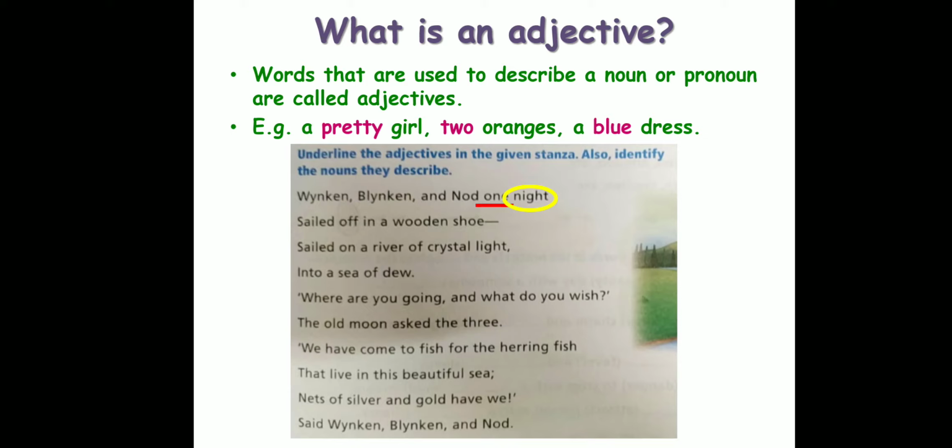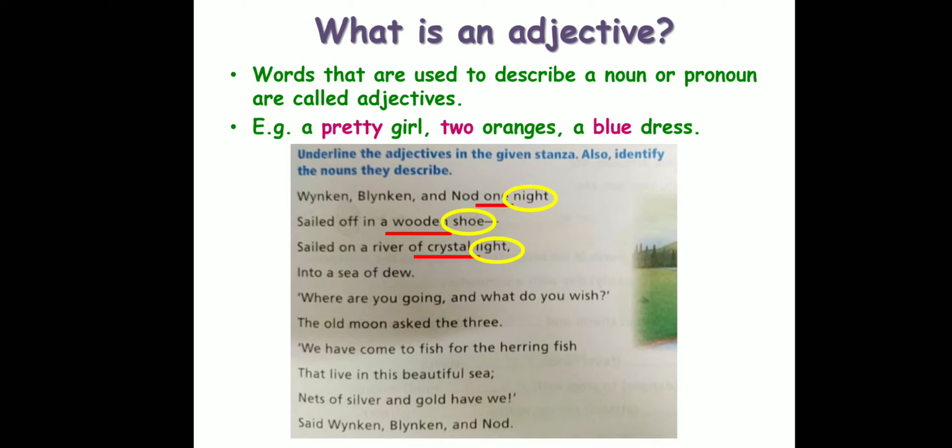Sailed off in a wooden shoe. What kind of a shoe? Wooden shoe. So wooden is the adjective, shoe is the noun. Sailed on a river of crystal light. Now think for yourself, what is the adjective in this sentence? Crystal. Crystal is the adjective and it tells you about light.